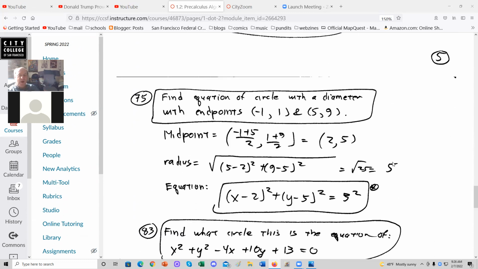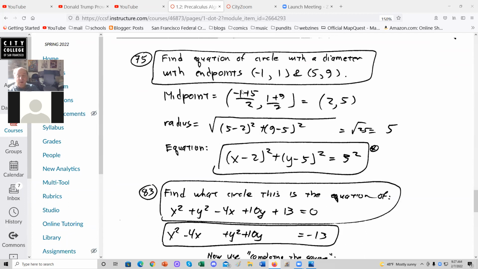Now here we go the other way around. Given some geometric figure details, we're told to find the equation. Let's find the equation of a circle with a diameter whose endpoints are -1 by 1 and 5 by 9. If the diameter has those endpoints, then the midpoint will be the center of the circle. So let's find that. For the midpoint, you average the coordinates: -1 plus 5 over 2 here, 1 plus 9 over 2 here. After a small amount of arithmetic, 2 by 5 is the midpoint.